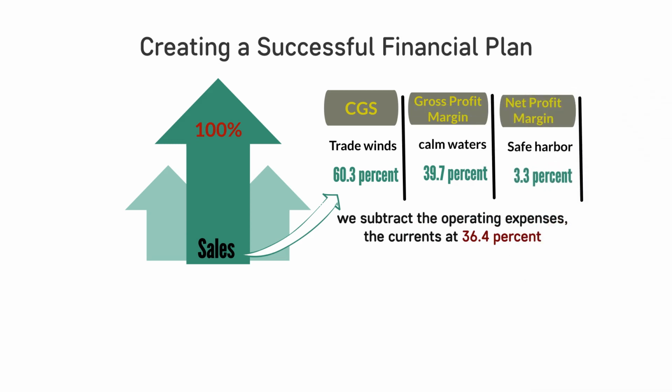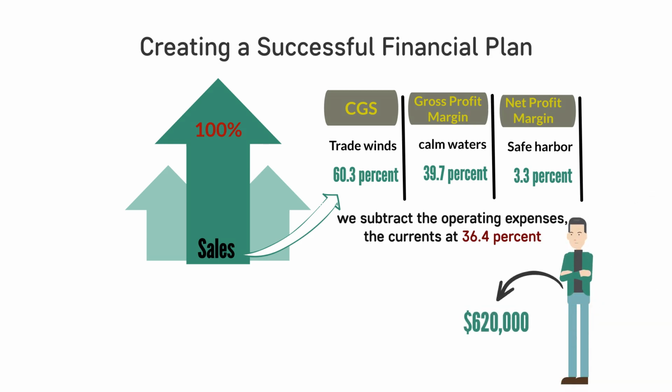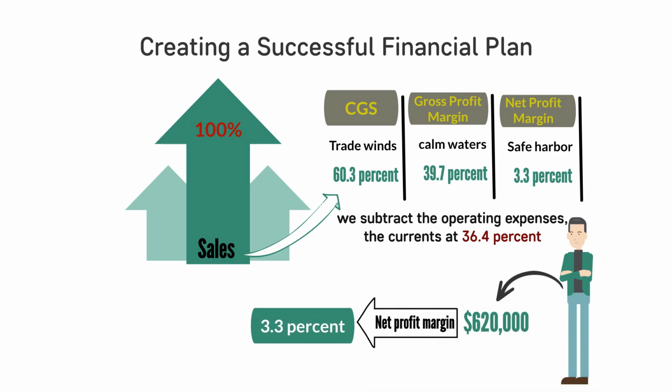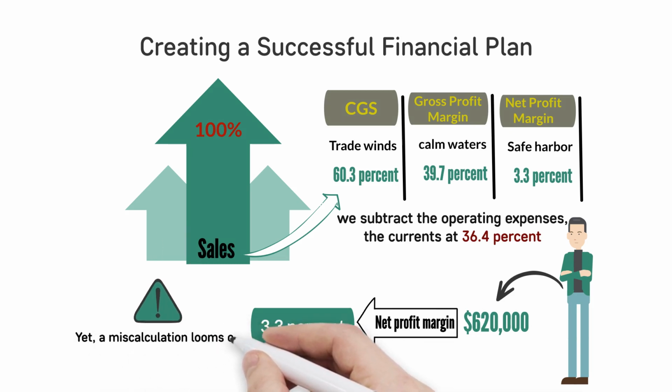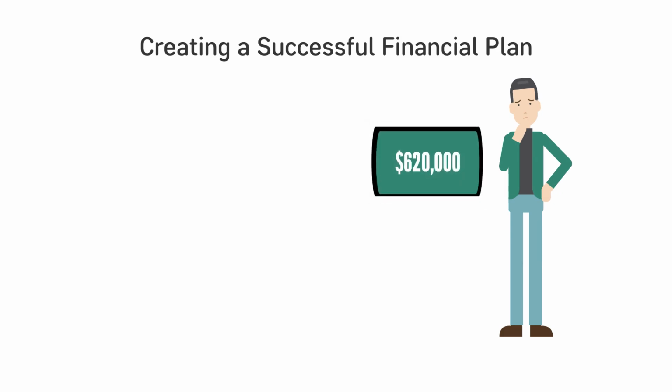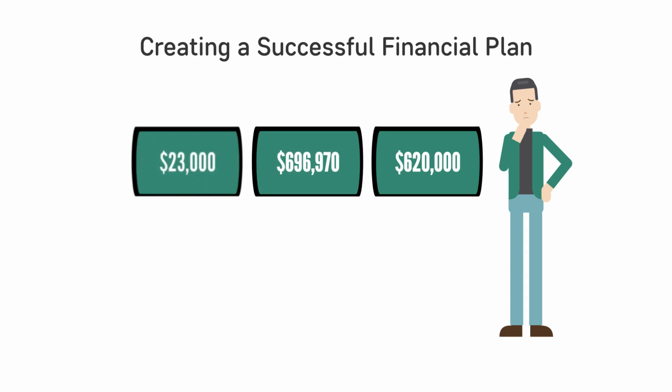to dock at the net profit margin, the safe harbor, at 3.3%. If Frank's sales capture sales of $620,000, his net profit margin tells us that his net profit would be 3.3% of that amount. Yet, a miscalculation looms on the horizon. Frank has anchored his desired income not on actual sales of $620,000, but on an adjusted figure of $696,970, to ensure his $23,000 profit dream is not dashed upon the rocks.